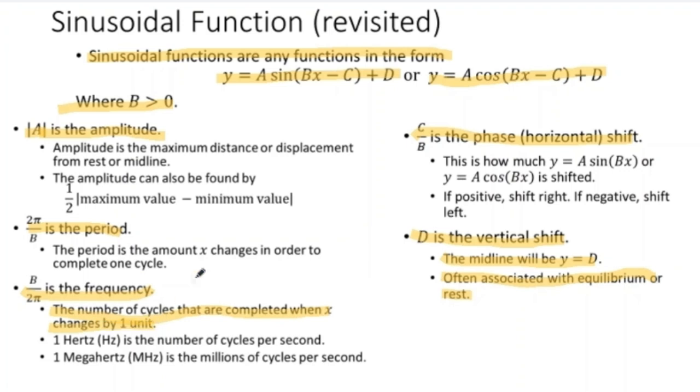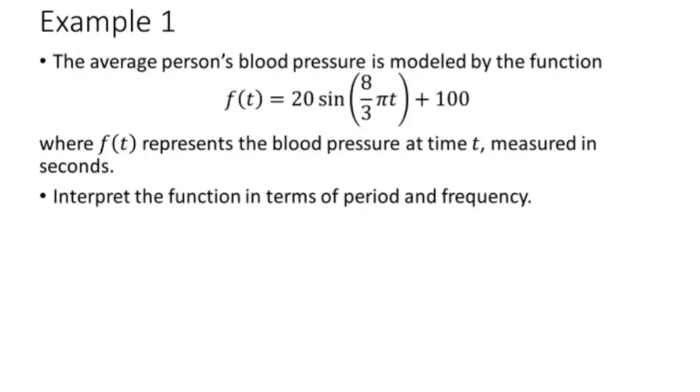If our independent variable is time measured in seconds, the number of cycles completed per second is referred to as a hertz, which we abbreviate as Hz. 1 megahertz is millions of cycles per second. In this example, the average person's blood pressure is modeled by the function f of t equals 20 sine 8 over 3 pi t plus 100, where f of t represents the blood pressure at time t measured in seconds. Interpret the function in terms of period and frequency.